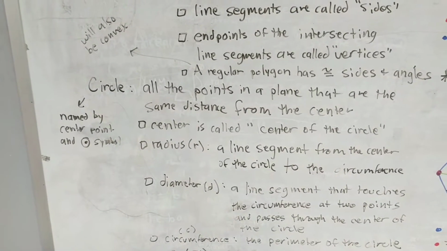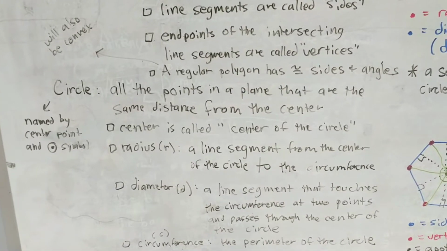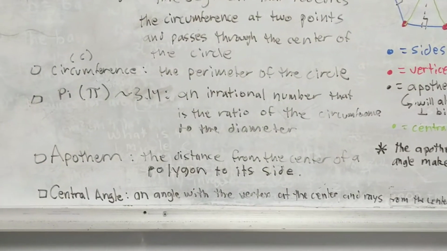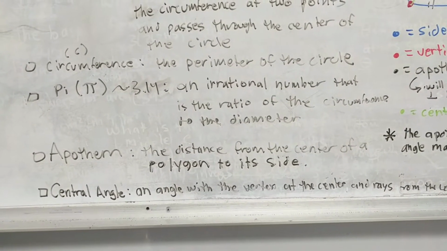Okay, the circumference of a circle is equal to the perimeter of a circle. Okay, we have this number here called pi. It's an irrational number, and that number represents the ratio of the circle's circumference to its diameter.